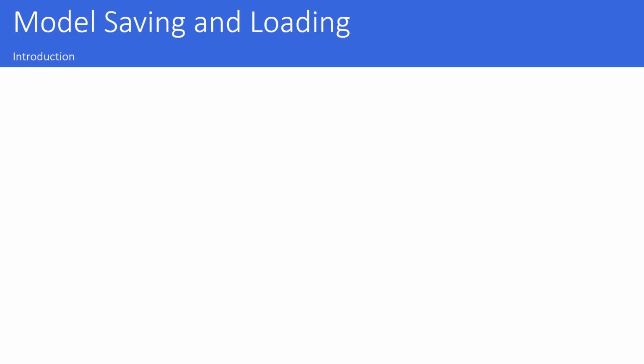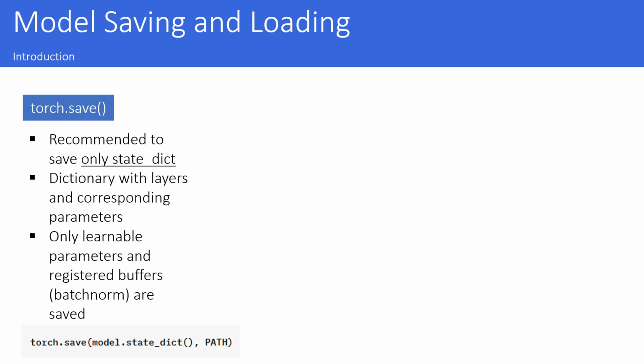And for this, there are of course some functions implemented in PyTorch. The first one is torch.save. This one is saving your model. And here the first recommendation is actually to only save the state dict. And you can ask yourself, why is it not good to save the complete model?